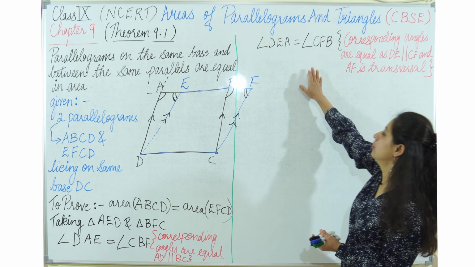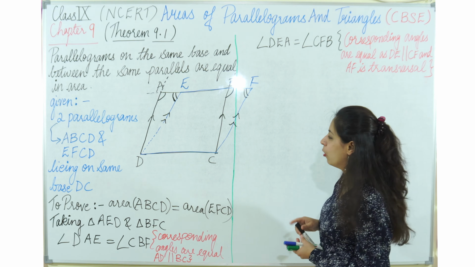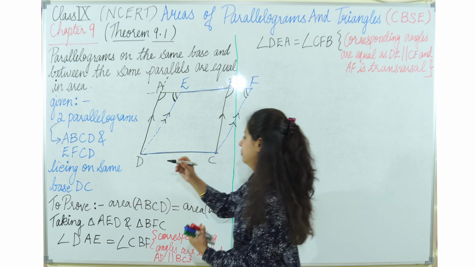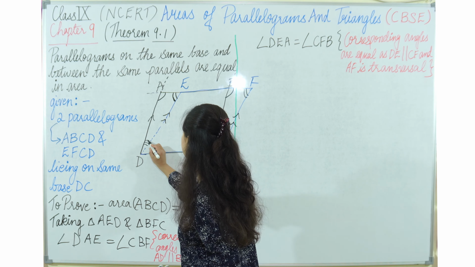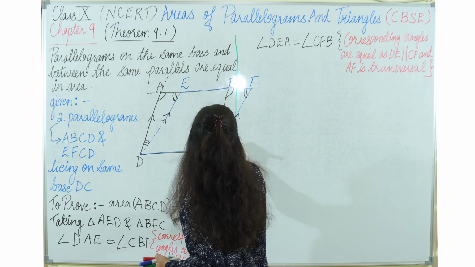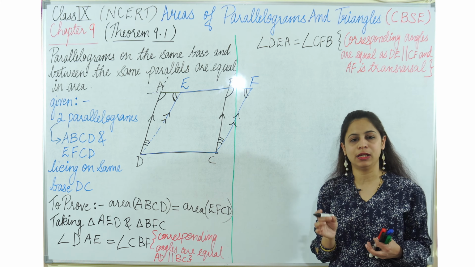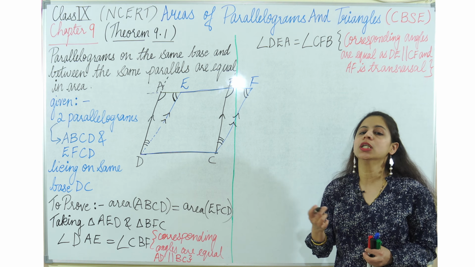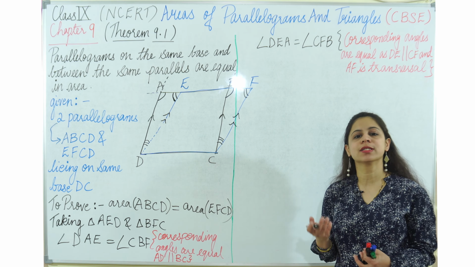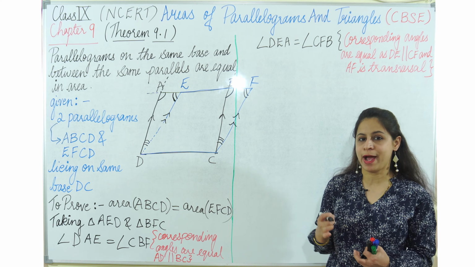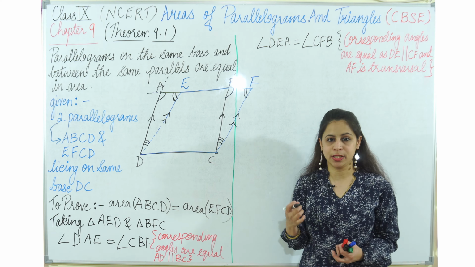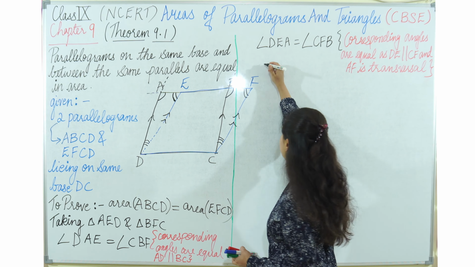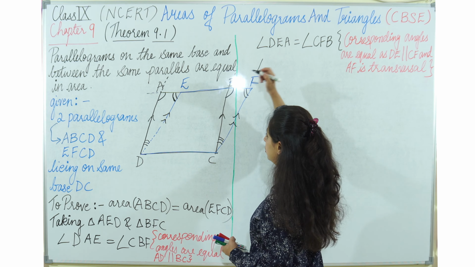So this is my second angle. Now the third angle will be automatically equal. We know that if two angles in a triangle are equal, the third angle will be automatically equal, because the sum of the angles of a triangle is equal to 180 degrees. So the third angle will also be equal. Let us write it down.